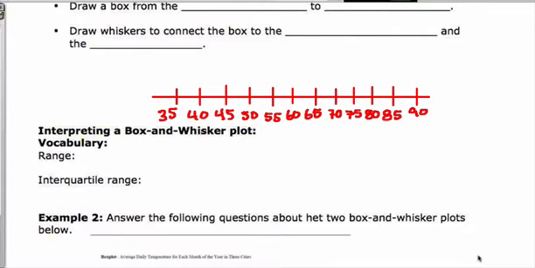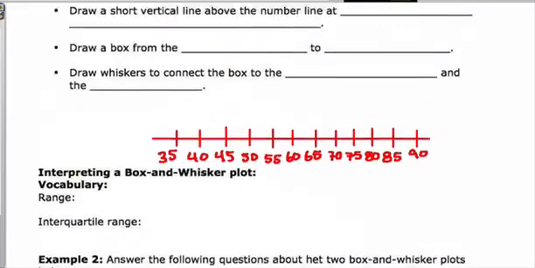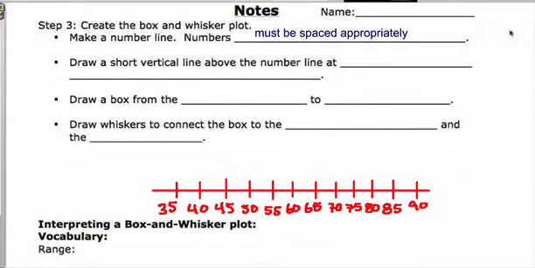Here we go. So I have a number line, and these are relatively evenly spaced. I didn't use a ruler for this one, but I don't have major differences between how this is spaced. And I'm going up by a certain increment. So I'm going up by 5s. And now I'm going to go to my next step here, which tells me to draw a short vertical line above the number line at each of the numbers in the 5-number summary.